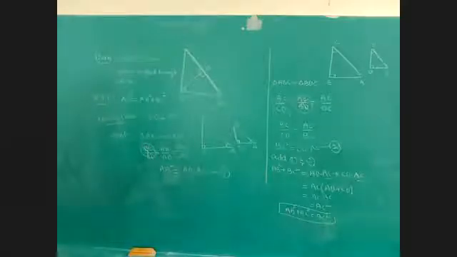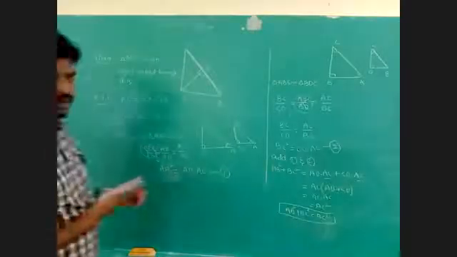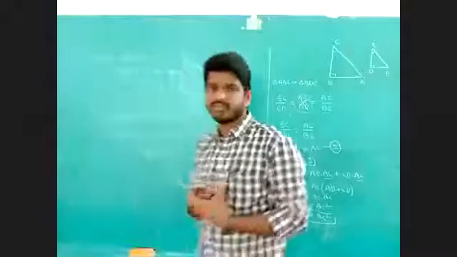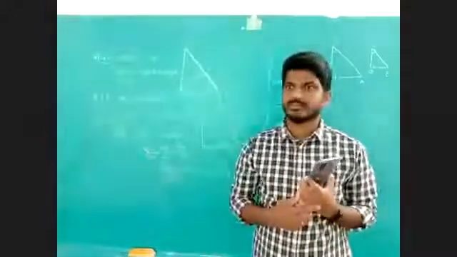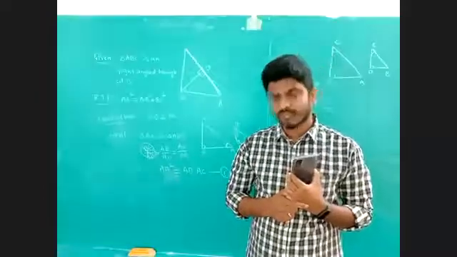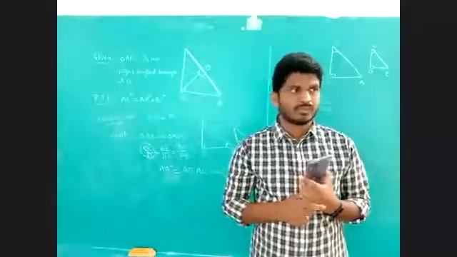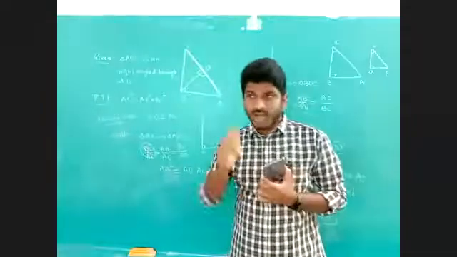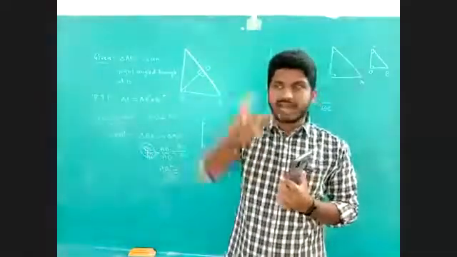Is it clear? Yes, sir. Sir, can you tell the statement of the converse of Pythagoras theorem? Okay, I will explain. First, tell me the statement of Pythagoras theorem. In a right angle triangle, the square of the hypotenuse is equal to the sum of the squares of the other two sides. Converse means reverse.